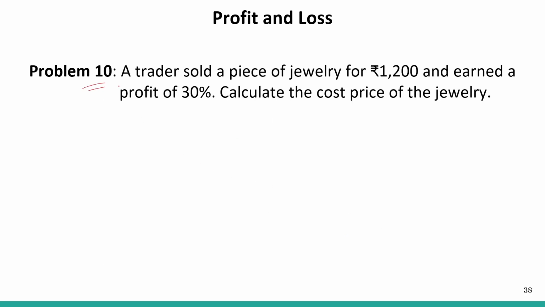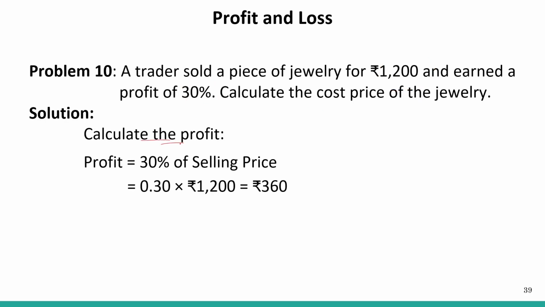So let's see problem number 10. A trader sold a piece of jewelry for 1200 rupees and earned a profit of 30%. Okay. So to calculate the cost of the jewelry, the profit will be what? Profit is equal to 30% of the selling price. So the selling price is 1200. So the decimal form of 30% will be what? 0.30. So multiplying these two, we get the profit amount, that is 360 rupees.